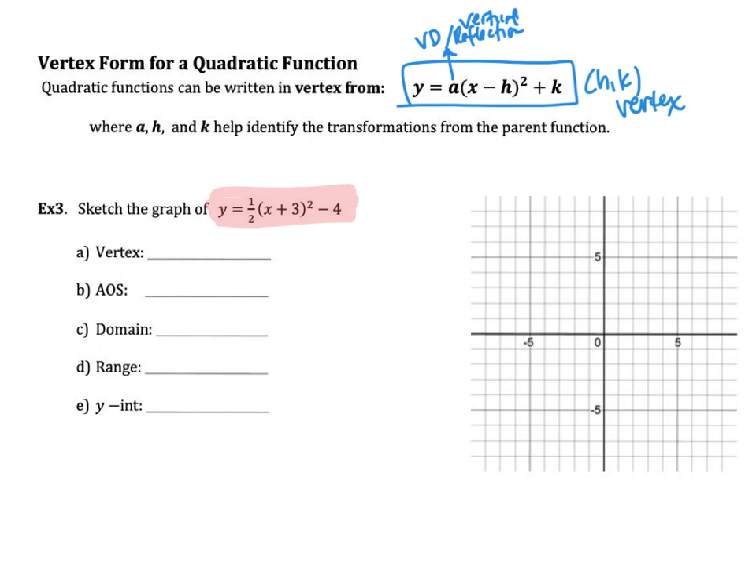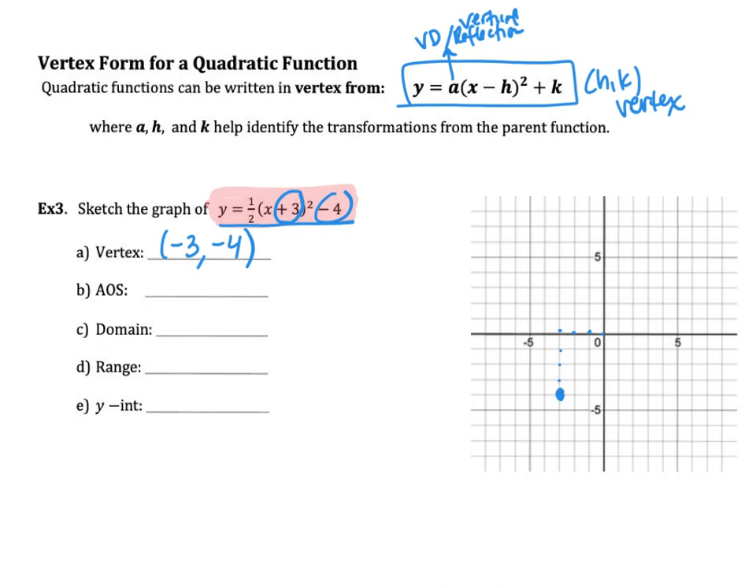So right here, when I'm looking at this function, the first thing I want to do is identify its vertex. Remember, anything inside with the x is always the opposite of what you think it's going to be. So if it's a plus 3, that actually means we're moving left 3. And then our minus 4 here means we're moving down 4. So from the origin, I'm going to go 1, 2, 3, and then 1, 2, 3, 4. So this is my vertex.